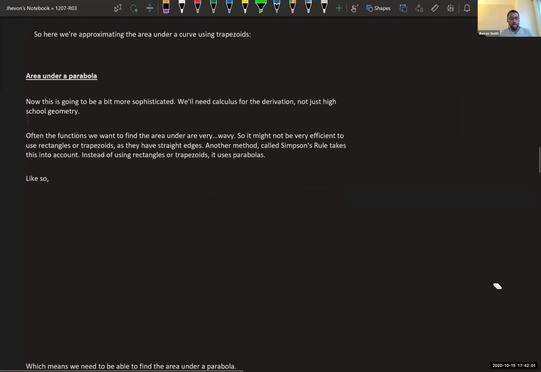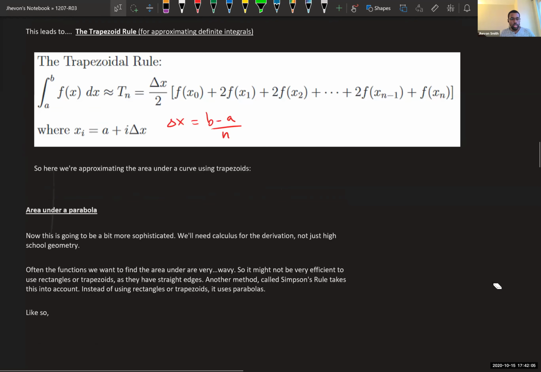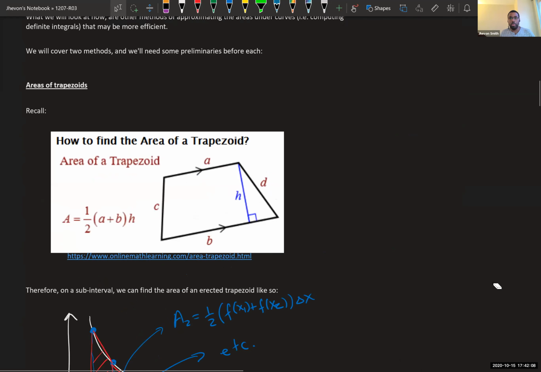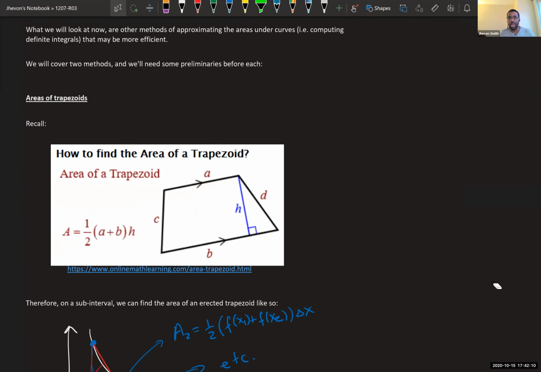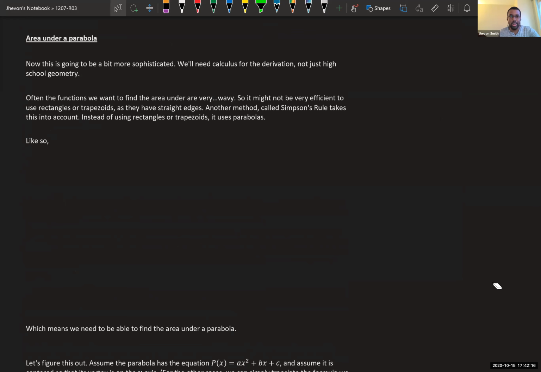Now I want to talk about something else, the area under a parabola, right? To figure out the trapezoid rule, all we needed to remember was a formula for the area of a trapezoid from high school geometry. But chances are in high school geometry, you never learned how to find the area under a parabola, unless you did calculus. That's more of a calculus concept. So it's not some straightforward, nice geometry formula. You actually needed calculus to do this nicely, okay? But the idea is the following. Sometimes our functions are very wavy.